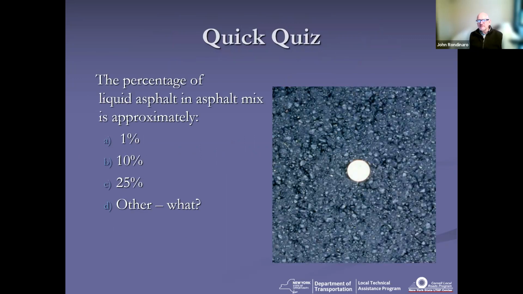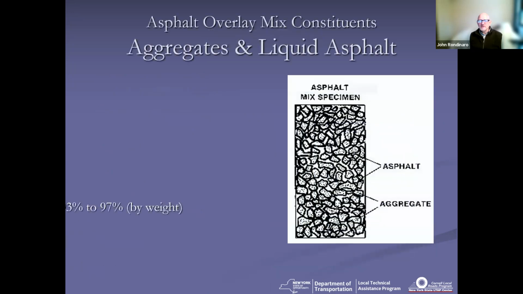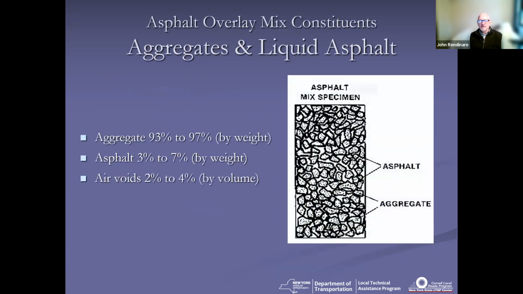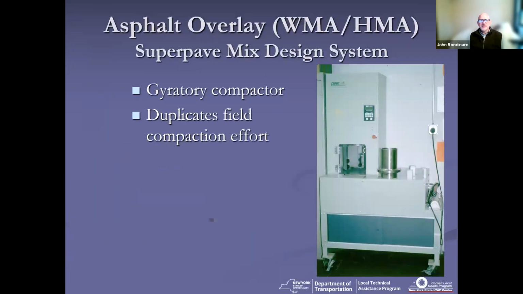If you answered 1%, you're looking at a lean mix that's going to fall apart on you. If you're looking at a 10% mix, that's a pretty rich mix, and it's probably going to be squishing around on you. You're probably looking at some rutting. At 25%, you've got yourself one messy pond of asphalt. That's not going to be workable. Not going to set up on you. So the 3 to 7% again, that's where we're targeting, depending on the mix type, for our liquid asphalt. But good answers, thank you.